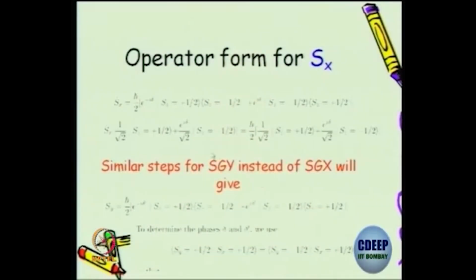Okay. So similarly, instead of putting it through SGX, you put it through SGY. Instead of SGX, if you had put it through SGY, then an arbitrary eigenstate, the same argument. There will be 2 eigenstates for the Sy operator, and you can write the states of the Sy operator again as a superposition of Sz eigenstates with a different phase factor. Let me call it delta prime. Okay, so I can do that.